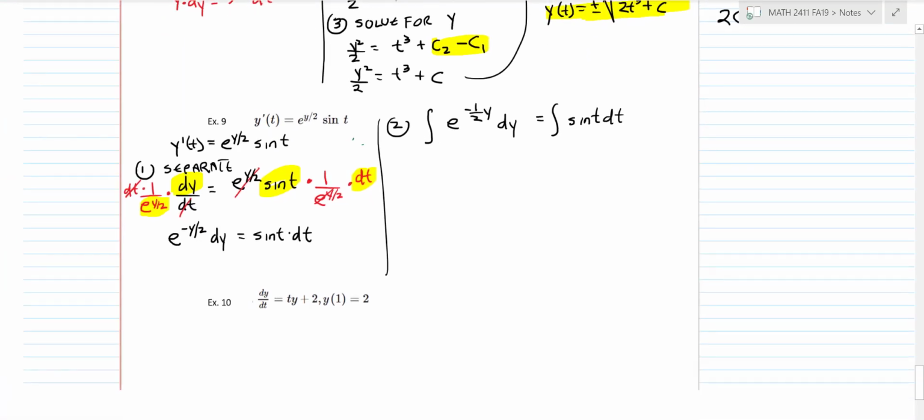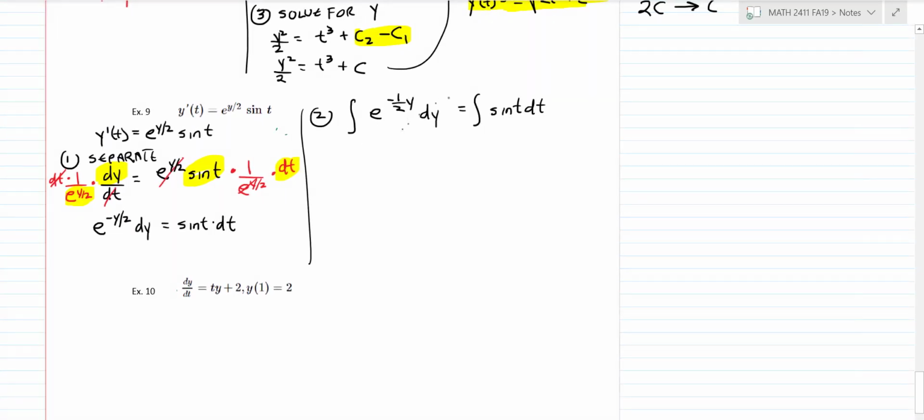Okay? All right, so we know a formula for this. There's a general integral formula: the integral of e to the kx dx is 1 over k e to the kx plus c. So I'm going to do this. This is going to be 1 over that constant times e to the negative 1/2 y, and then I'll put a plus c1 there.